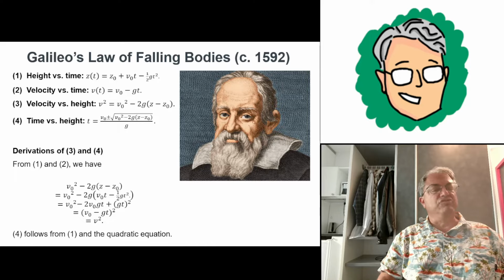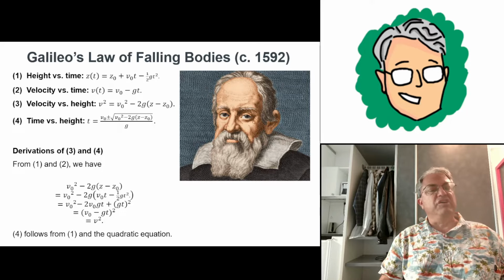But there's a couple other equations I want to derive. They're actually very simple to derive from the first two. So the third equation is velocity versus height. And this is very useful. You might want to know how fast an object is falling as a function of how high it is. I mean, if you drop it from a tower, you might want to know how fast it's going to be falling by the time it reaches the bottom of the tower. Or if you're throwing it up, what will be its speed at a given height.